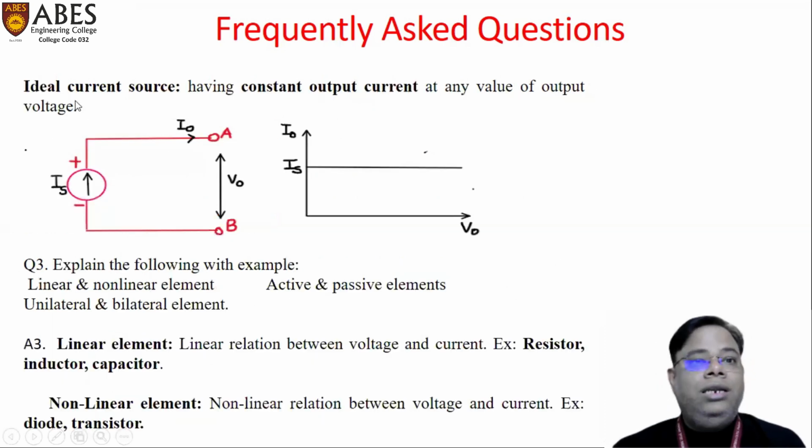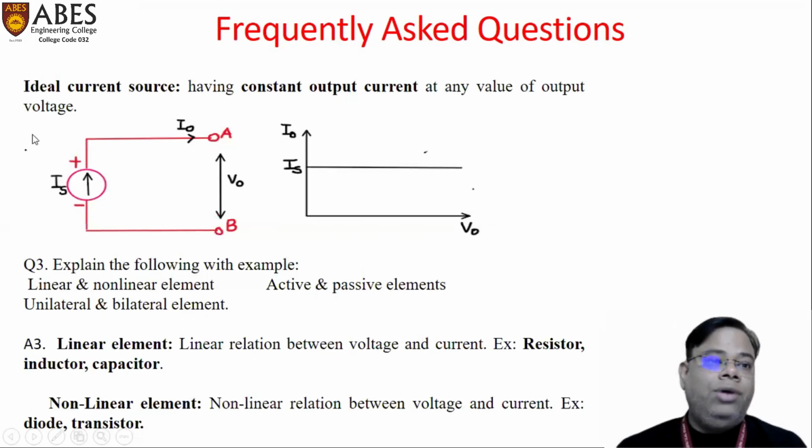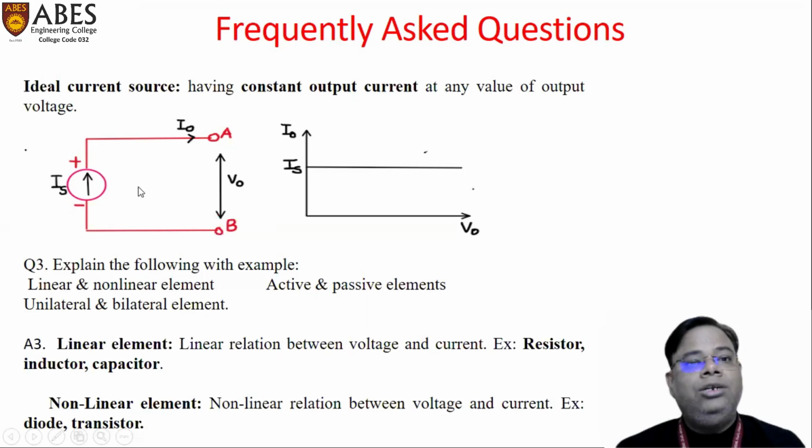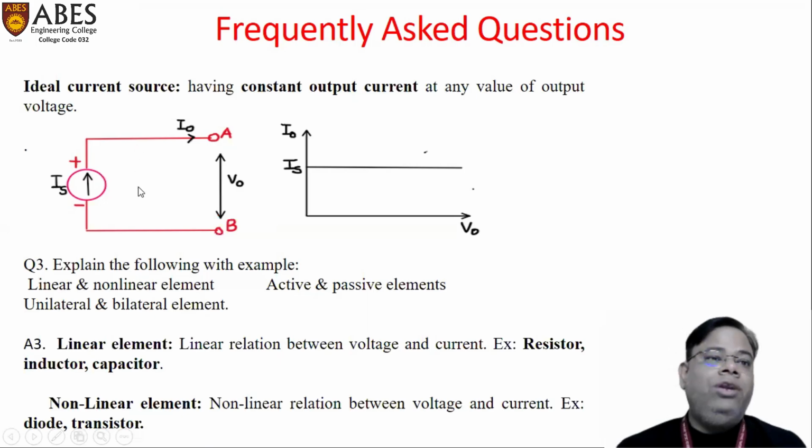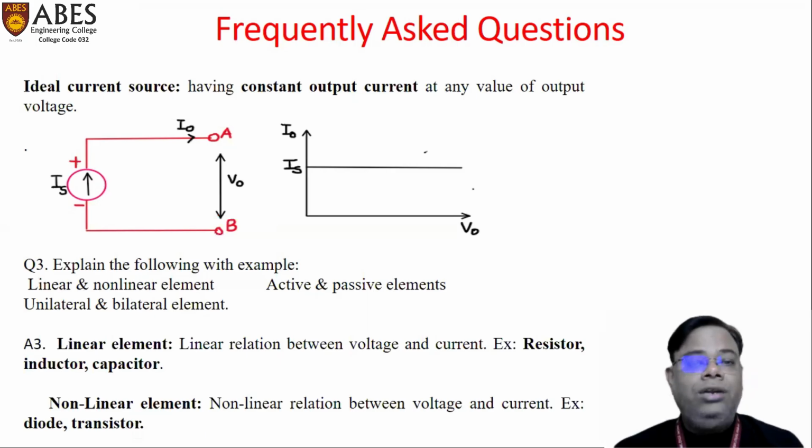This one is the ideal current source. The characteristic of the ideal current source is that the output current remains constant at any value of output voltage. And this one is the symbol of the ideal current source. The value of internal resistance of the ideal current source is infinite, and the value of internal resistance of the ideal voltage source is 0.